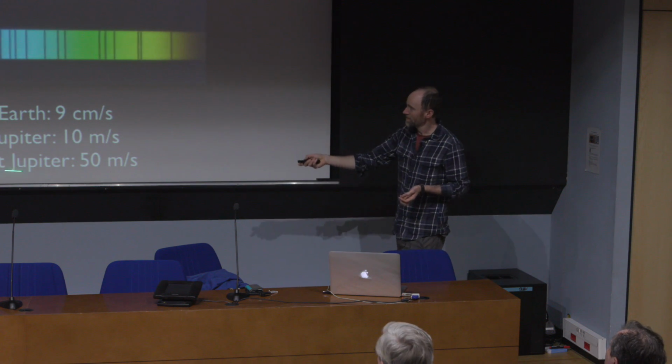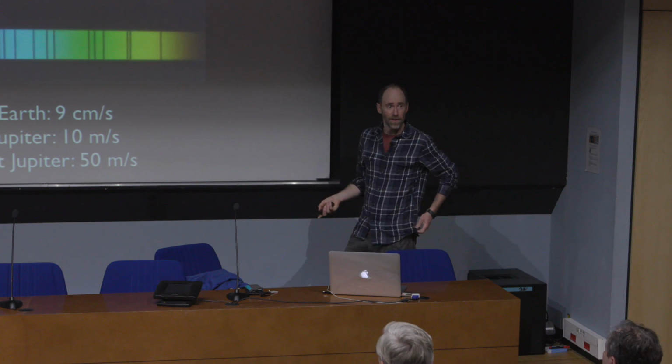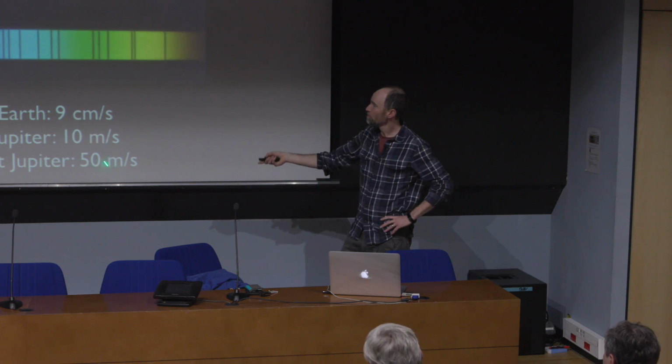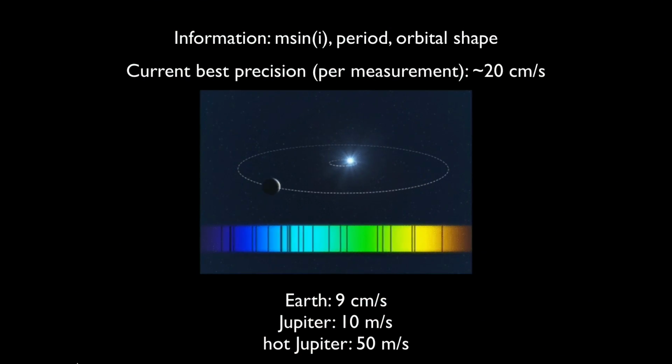And just for scale, I've listed here the radial velocity amplitude of different types of planets. For the Earth, it's about 9 centimeters per second induced in the Sun. For Jupiter, it's about 10 meters per second. For a hot Jupiter, it's something like 50 meters per second.